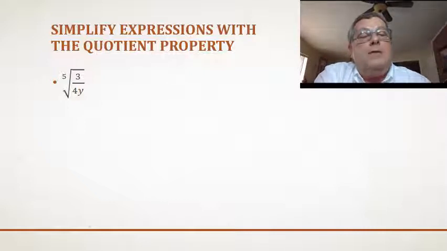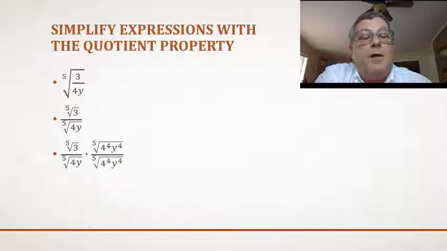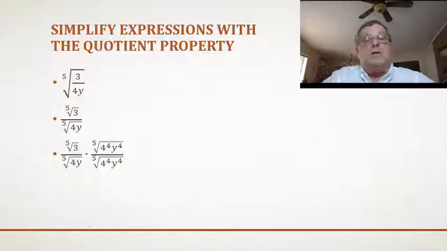So let's take this next step. I'm going to rewrite this to be the 5th root of 3 over the fifth root of 4y. Now, again, I've got the fifth root of 4y in the denominator, and so I'm going to go ahead and take this step of rationalizing the denominator, and in doing so, I'm going to come up with something like this.